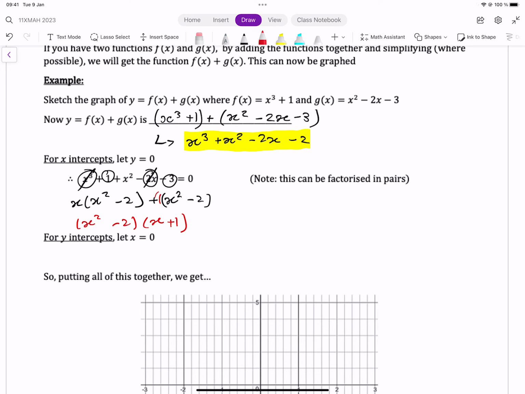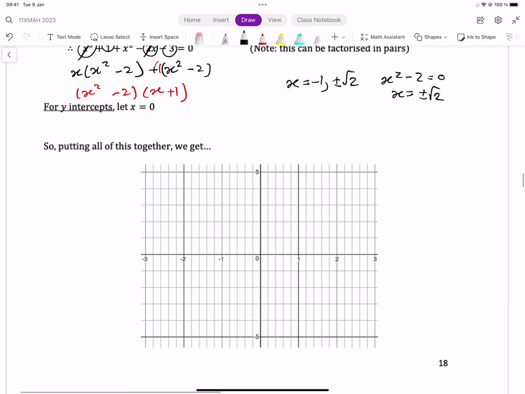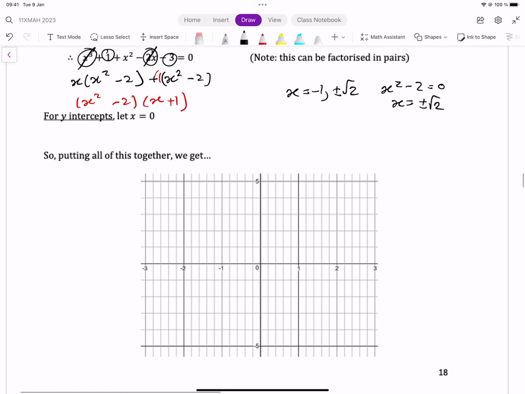So my intercepts are going to be x is equal to minus 1, or x squared minus 2 equals 0. So x is equal to plus or minus the square root of 2. So I'm going to have minus 1 or plus or minus root 2. If I graph that, well, root 2 is about 1.4, I believe. Let me check on my calculator. Yep, 1.41. So root 2 is going to be about here. We've got that. We've also got minus root 2, and we've also got minus 1.